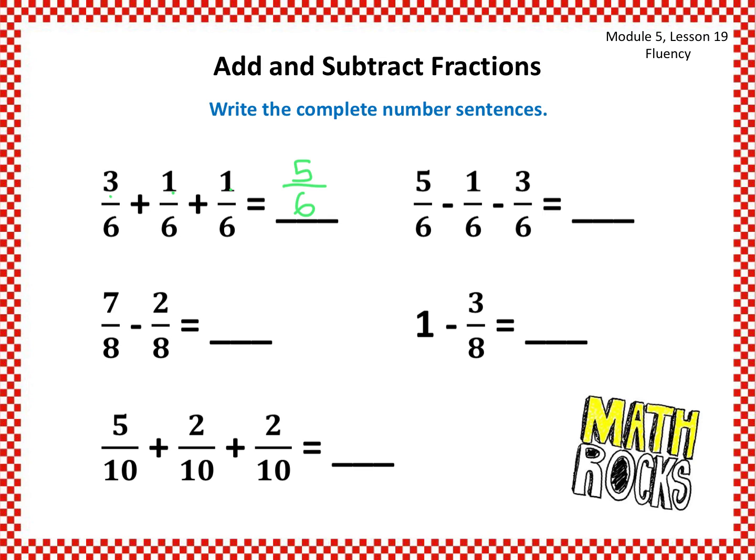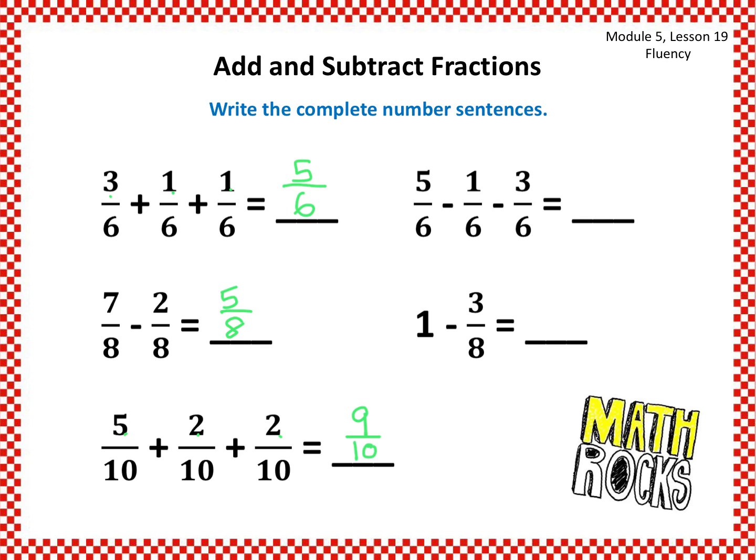Let's look at 7/8 minus 2/8. Again, we have our denominator. We call it a common denominator, meaning they both have the same denominator. And 7 minus 2 is 5. So we can say 5/8 there. Let's look at that next one. 5/10 plus 2/10 plus 2/10, and we're working with tenths, so let's just go ahead and put our denominator in. We're adding our numerators, so 5 plus 2 is 7, plus 2 is 9.